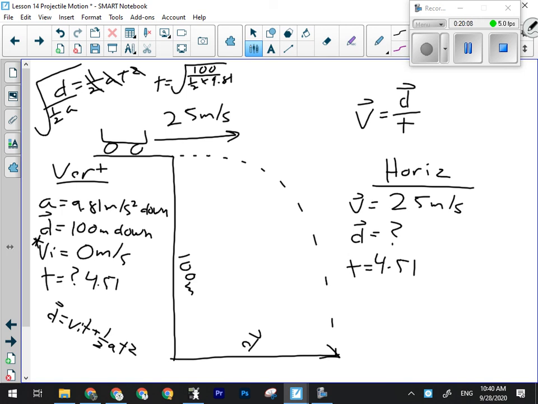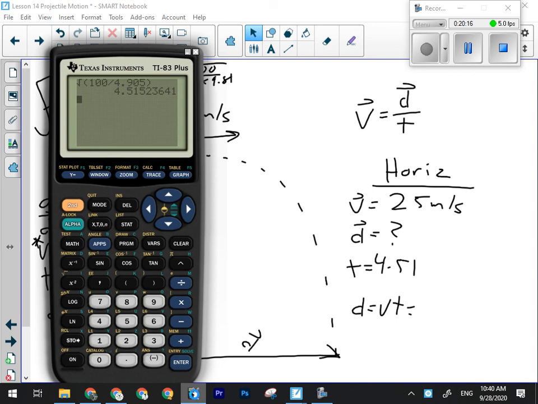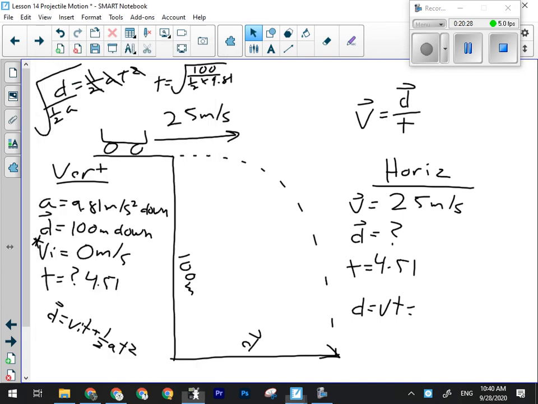Okay, so if I'm looking at that, D will equal V times T. Take my 25, multiply by 4.51. This thing is going to travel 100, well, I guess we only have 2 significant digits there, so 1.1 times 10 to the 2 meters. So over 100 meters from the base of the cliff is where that car is going to crash. It's off a big cliff, so a long, long way.